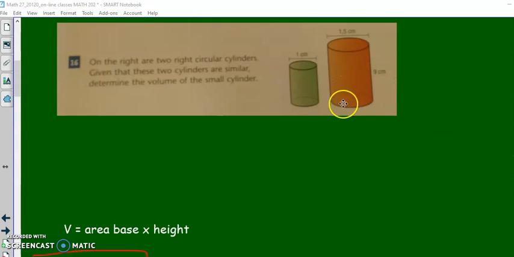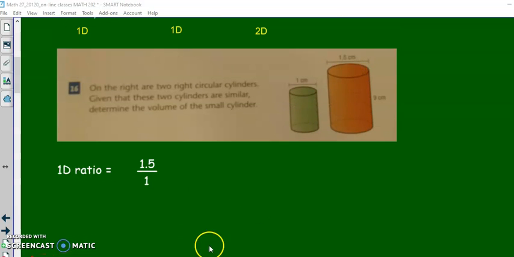Now I have two similar cylinders and I have to find the volume of the small one. But I don't know the height. But I do know the big diameter and the little diameter. So diameter and diameter, that's one-dimensional. So I can find the 1D ratio. So the 1D ratio would be 1.5 over 1. Or I could also say 1 over 1.5. But let's do it big divided by small. So I'll say the 1D ratio is 1.5 over 1. Diameter divided by diameter.